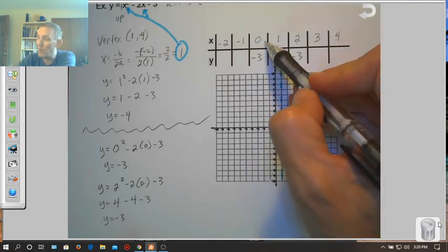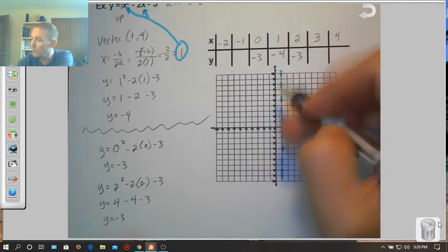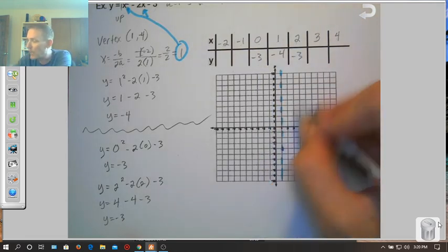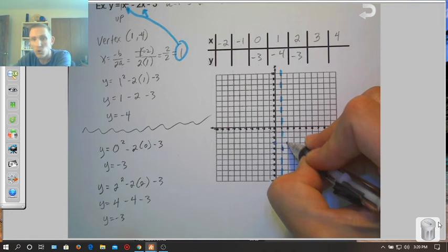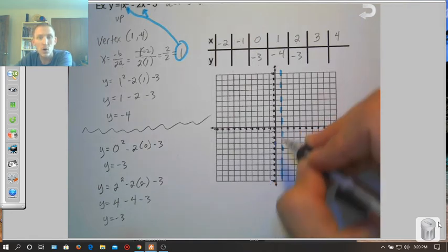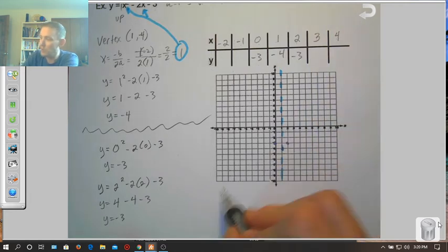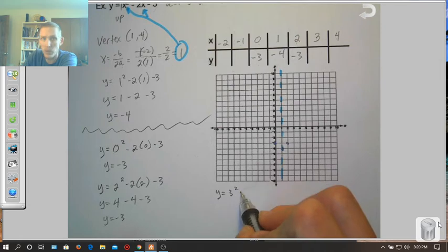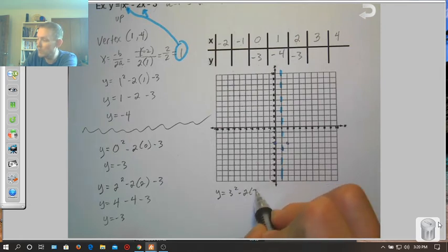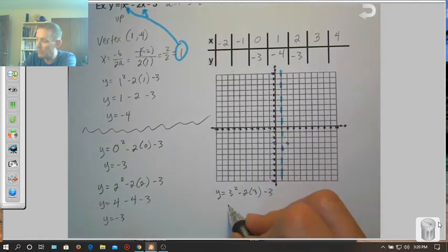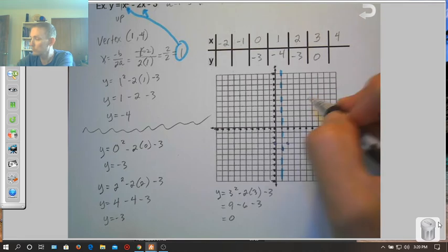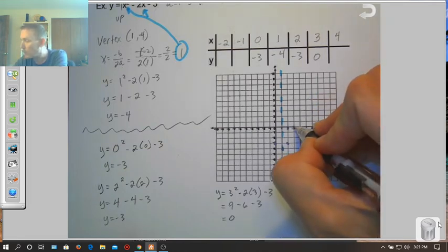Well, let's look at what we get when I plot these points. 0, -3 goes right here, and 2, -3 goes right here. You can see the symmetry is starting to build. Well, let's plug in my 3. So I'm going to go y equals 3 squared minus 2 times 3 minus 3. So I'm plugging in again. This is going to be 9 minus 6 minus 3, which equals 0. So now I'm at 3, 0.